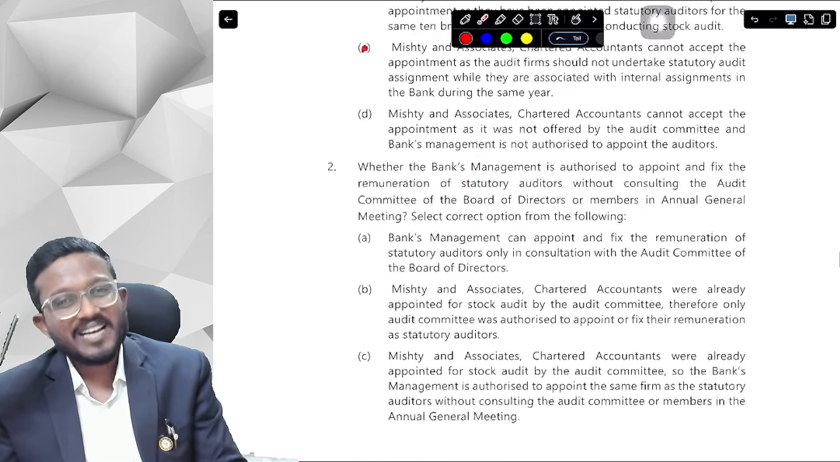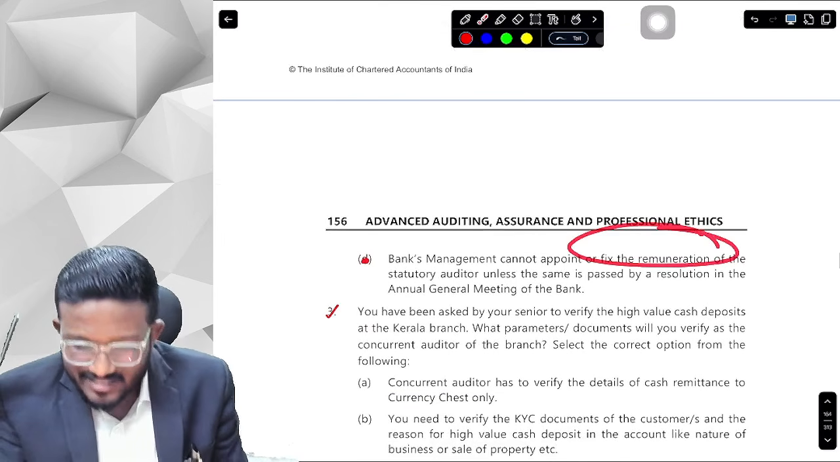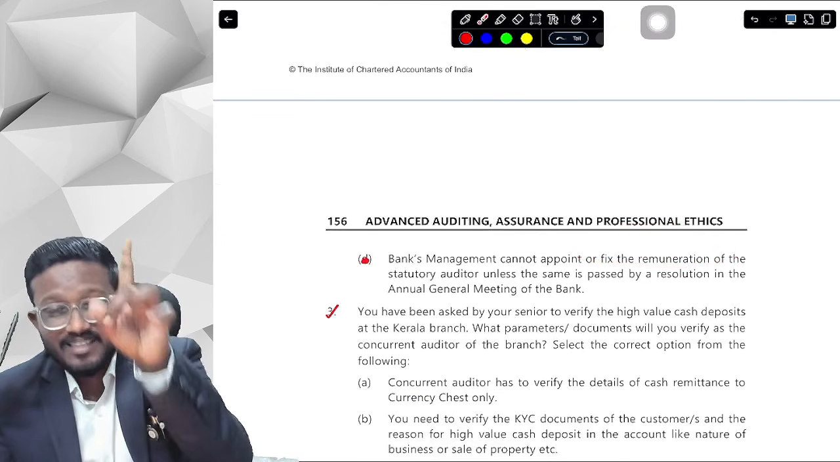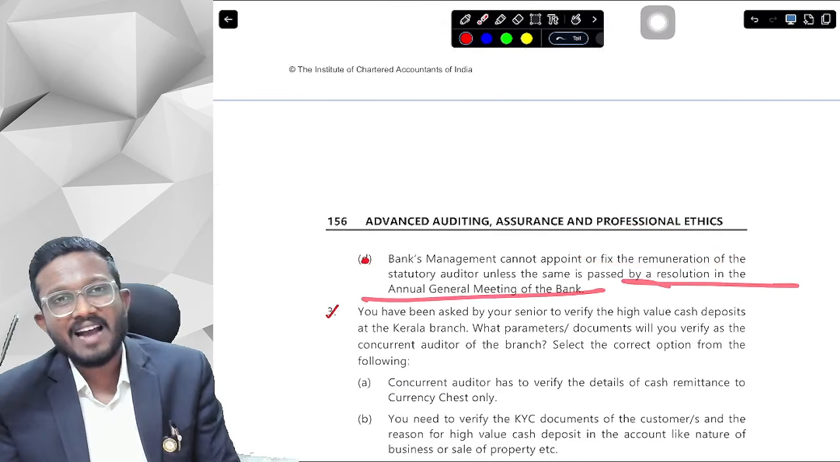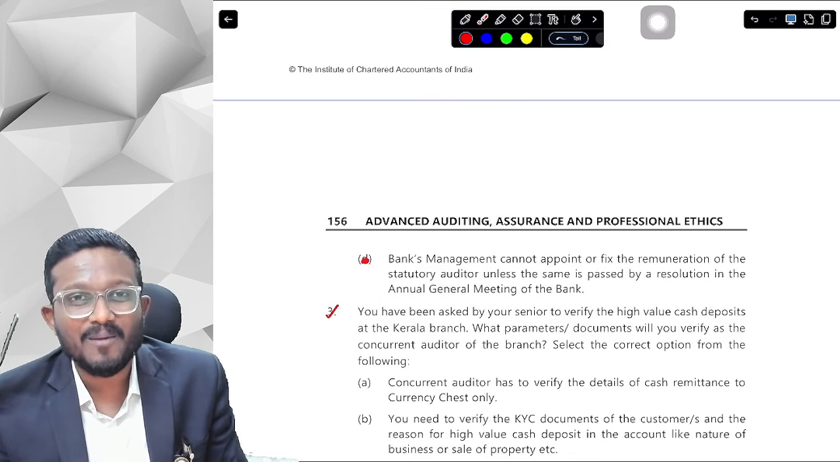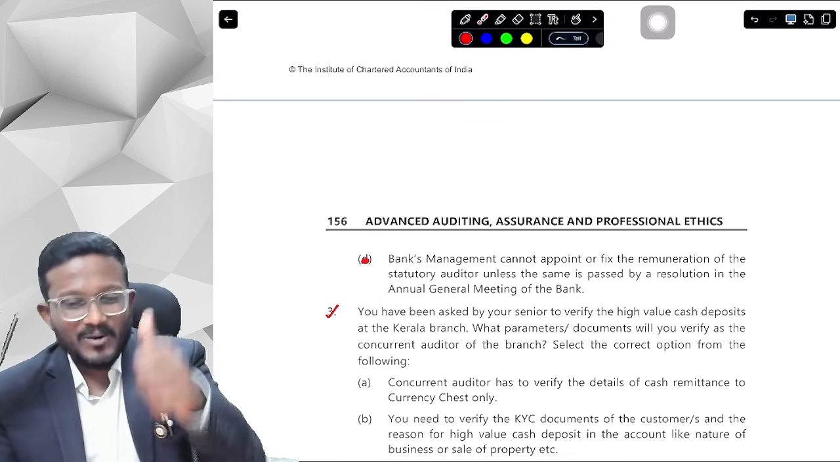No sir, you cannot appoint the auditor, you cannot fix the remuneration of the statutory auditor unless it is approved by a resolution in the AGM of the bank. Since you are a banking company, you will have to take the approval of the members of the company in AGM. Okay, yes sir.